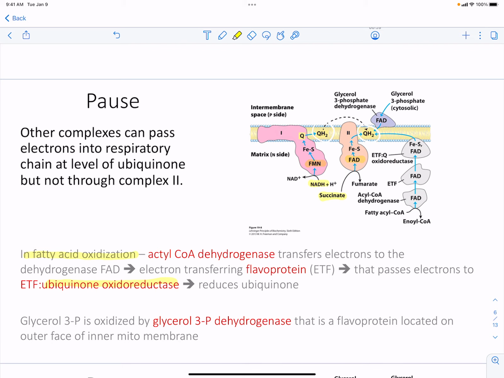We also have the glycerol 3-phosphate shuttle from glycolysis. And so this is going to get passed to glycerol 3-phosphate dehydrogenase, and this is going to also be on the inner membrane of the mitochondria. And then we'll pass the electrons from glycolysis to the dehydrogenase. And then this will again go on to be passed on to ubiquinone.